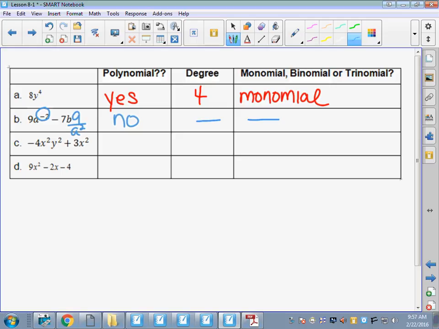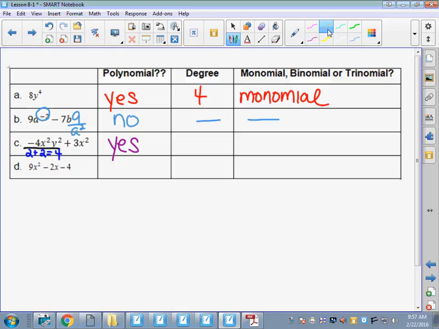Letter C, I've got a negative 4x squared y squared plus 3x squared. First of all, is that a polynomial? I would say yes. There's nothing wrong with it. The degree, if it's a polynomial, remember we're going to pick the largest degree. So the degree of this first piece right here, add up your exponents on your variables. So 2 plus 2 equals 4.